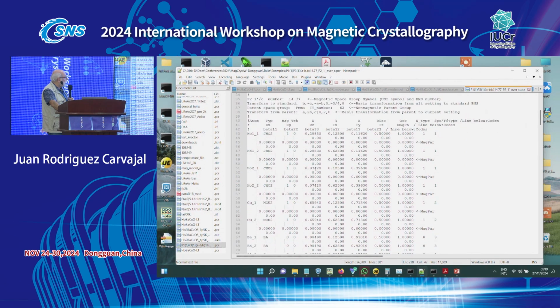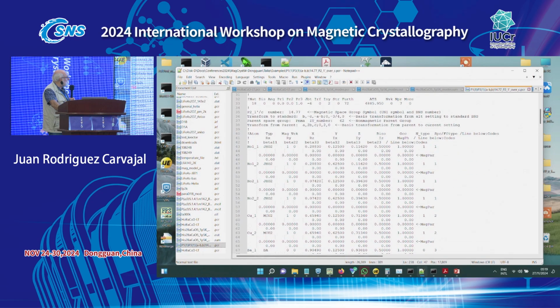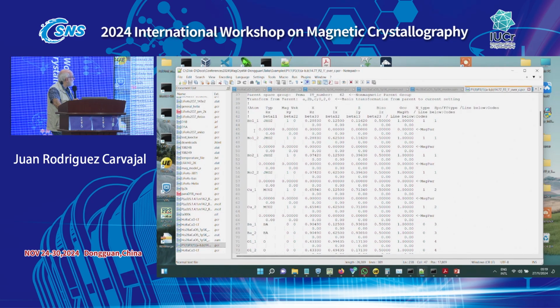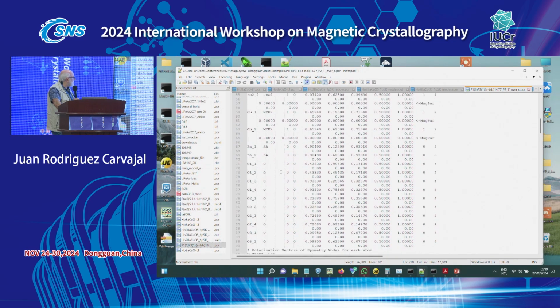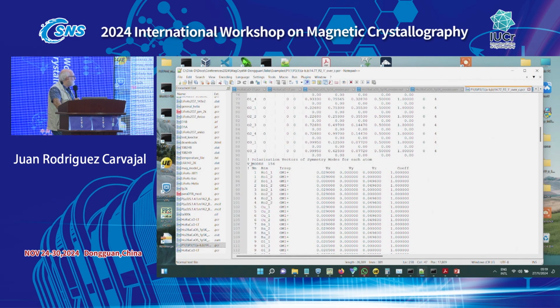You see here the description. This part corresponds to the description of the structure that you input in the zip file, but referred to the basis of the subgroup, in which we have a double unit cell parameter. And you have here the different sites, etc. Well, it's more complicated than in standard. And here you have the following: polarization vector of symmetry mode for each atom. That corresponds to displacive modes.